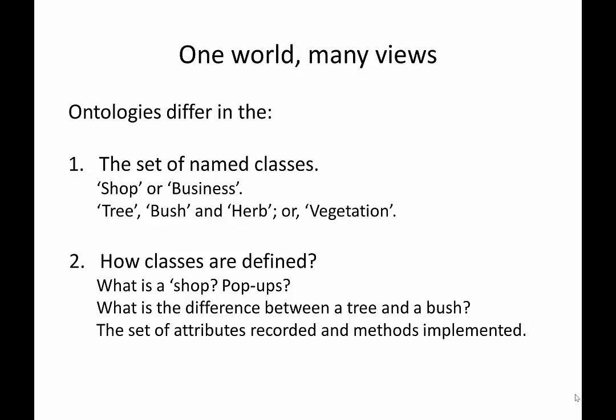Here's another one. What's the difference between a tree and a bush? Let's say we've got 2 different classes, one called tree and one called bush. And when does a bush become a tree? You laugh, but it's a serious question. Somebody has to deal with this, and you may have to deal with these kinds of questions at the time. You have to come up with a definition. Is it based on height? Or is it based on species? We had a conversation about this exactly, about trees and bushes. I think I've mentioned it before. And also the set of attributes recorded may be different in different models, and the methods may be different for different ones.